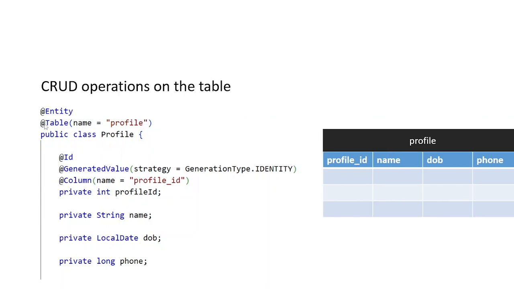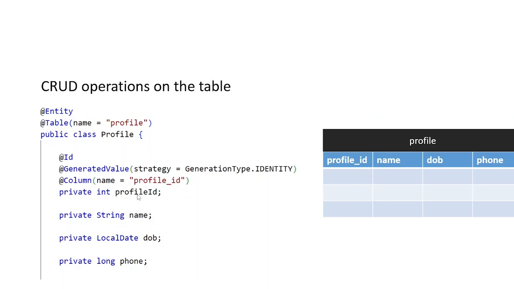We have to provide table information on this class. By using @Table, we can mention the table name, and there are four columns in the profile table, so we need to create four properties. Each property maps to a particular column. We can use @Column in case the column names and property names are different. That is why there is an @Column with name equals profile ID.